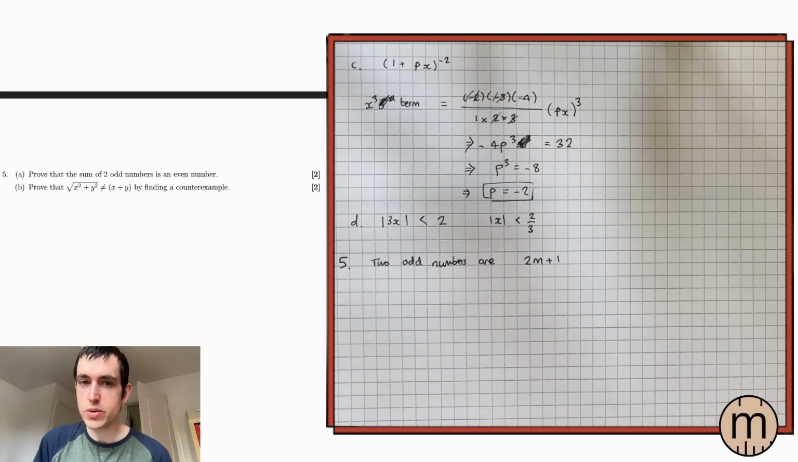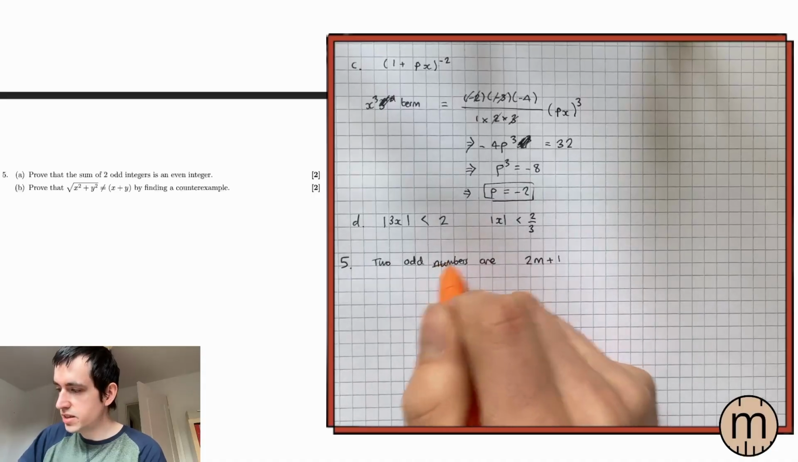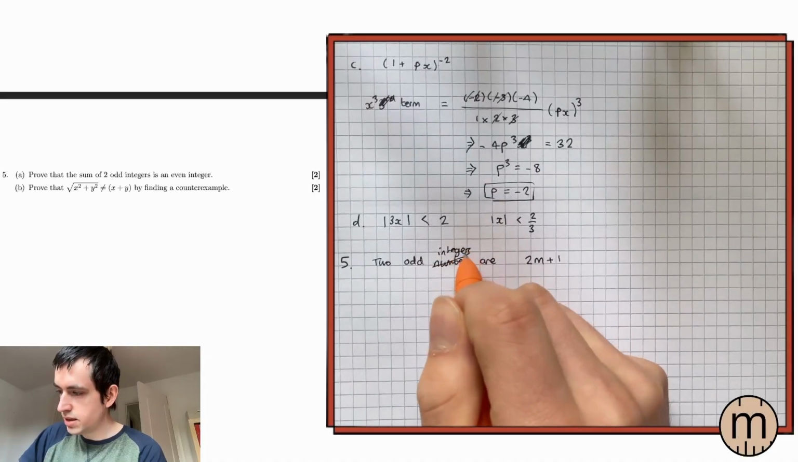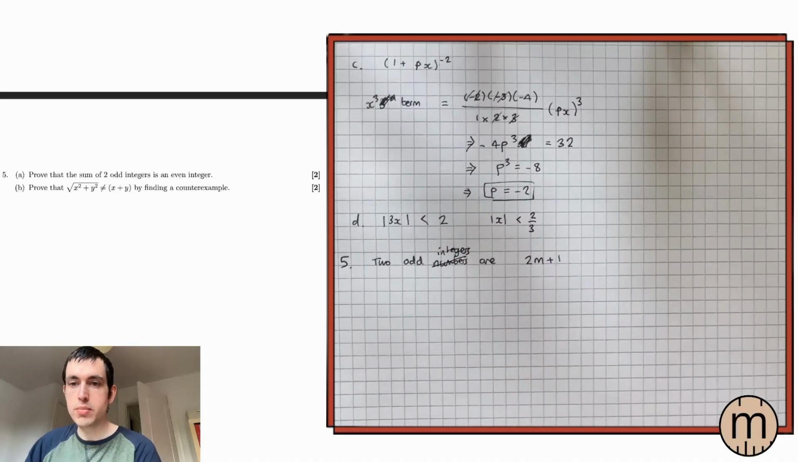Maybe another mistake with this question, rather than saying number, I should probably say integer. Right, change the question to integers. Let's change this to integers. 2 odd integers, well, one of them is 2m plus 1.